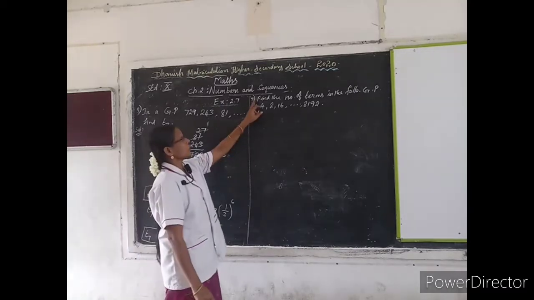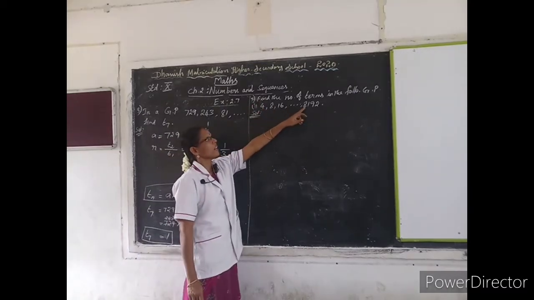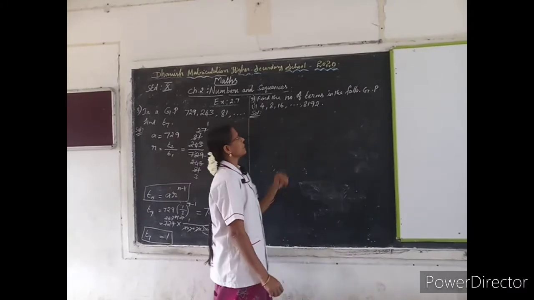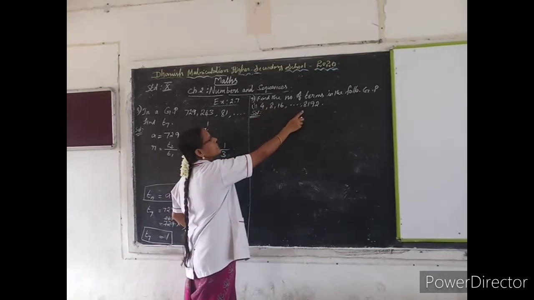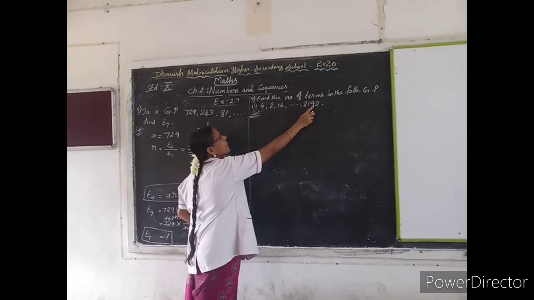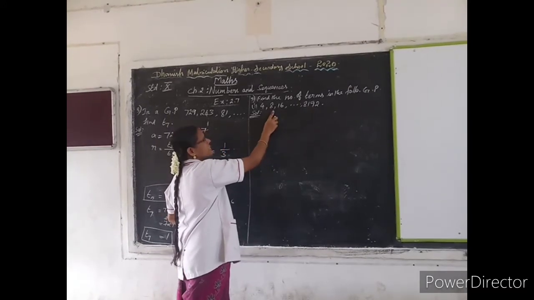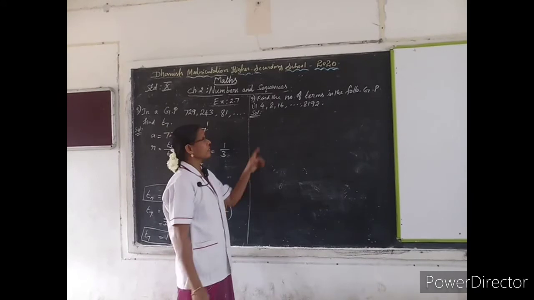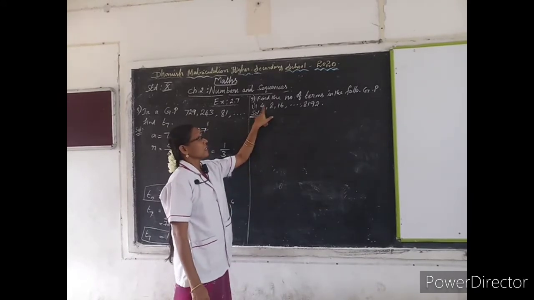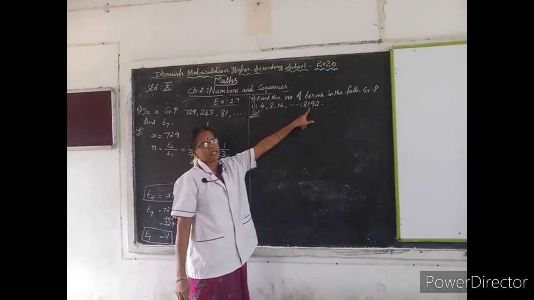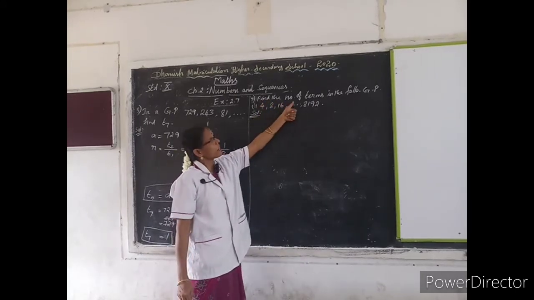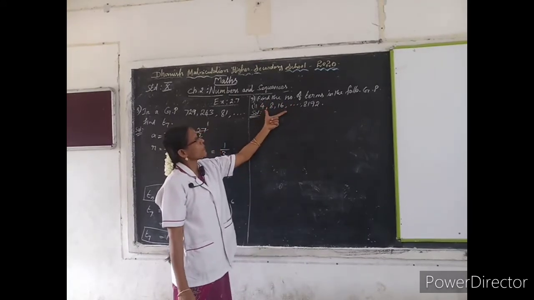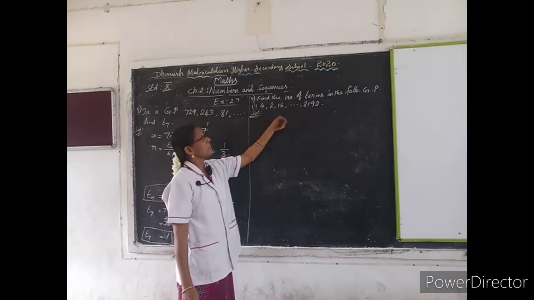Now question number 5. Find the number of terms in the following GP: 4, 8, 16, etc. up to 8192. This sequence is GP. This is A. This is the last term, that is the nth term. That was your question. Find the number of terms. Here we should find how many terms there are.